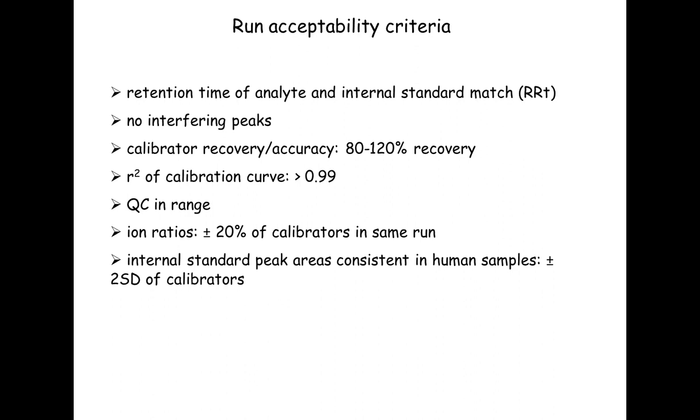Your quality control material has to be in range, so you have to have determined what the range is, and then it has to be in range before you can report results. The ion ratios of your unknowns and of your quality control material should be within plus or minus 20% of the calibrators in the same run or the same batch. And also, you should monitor internal standard peak areas, and these should be consistent between all of the samples too. So an example of criteria that you could use is that the internal standard peak areas in your human samples should be within plus or minus 2 SD of that found in your calibrators.